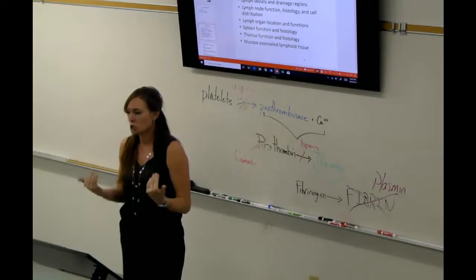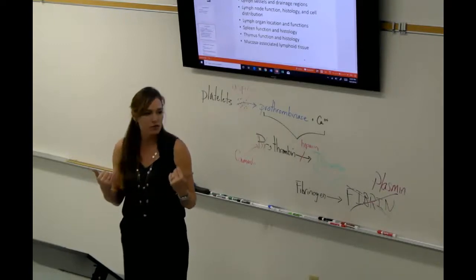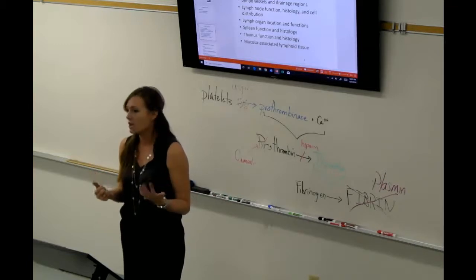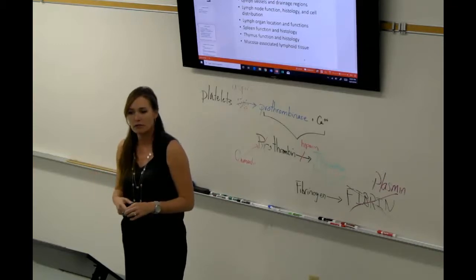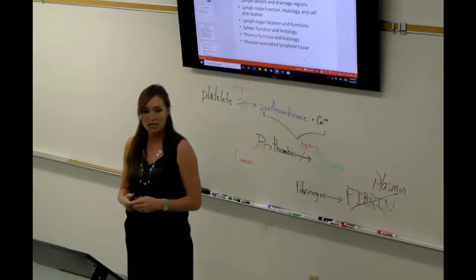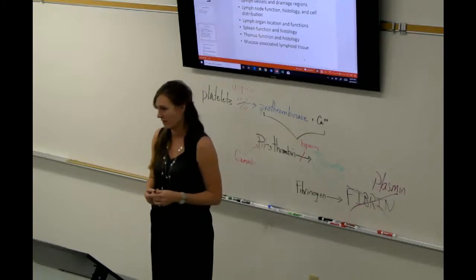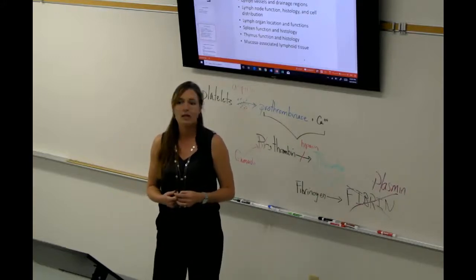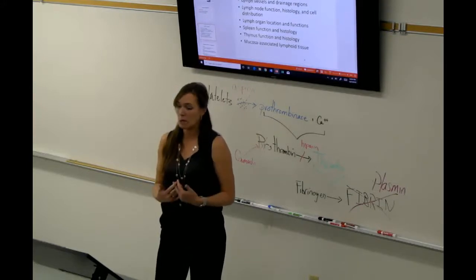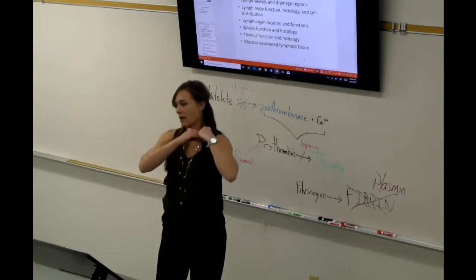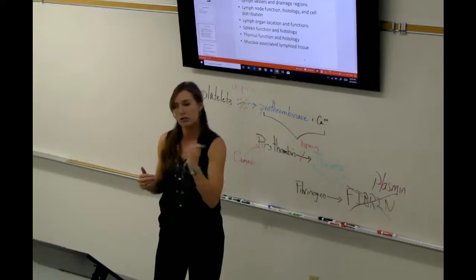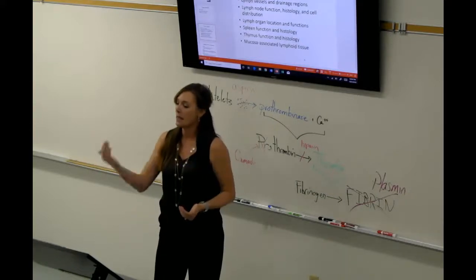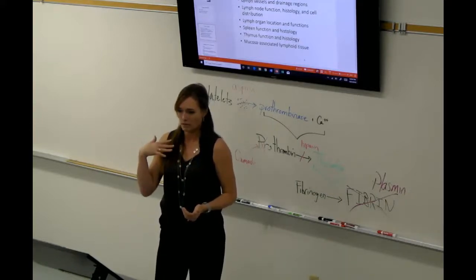Lymph is returned to the blood via the subclavian veins. The majority of lymph is returned via which duct into which subclavian vein? The majority, 75% plus, of our lymph comes back via the thoracic duct into the left subclavian vein. And then the remainder comes into the right subclavian vein.